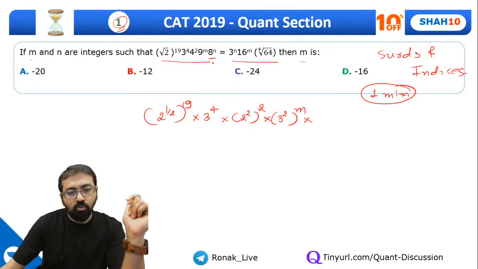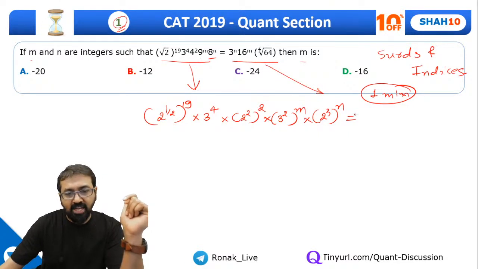8 raised to n. Now what is 8? 8 is 2 cube, whole raised to n. This is the complete expression that I have written, and it is equal to this one. So what is this? 3 raised to n, let's write 3 raised to n as it is, into 16 raised to m. Now what is 16?